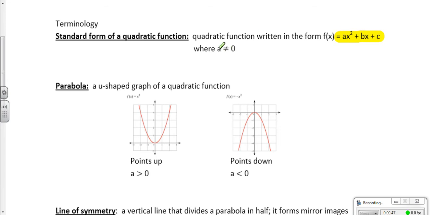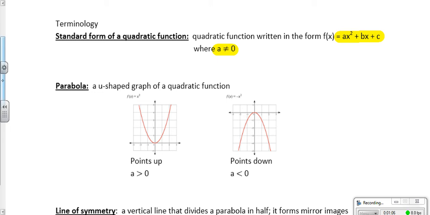We want to make sure we understand that a cannot be 0, a being this number right here, because if it were 0, a 0 times x squared would make this cancel out and then make it a linear equation. Okay, so a cannot be 0.